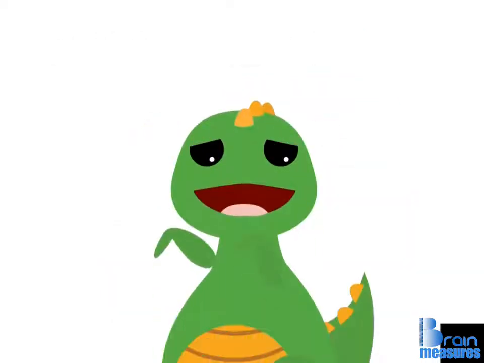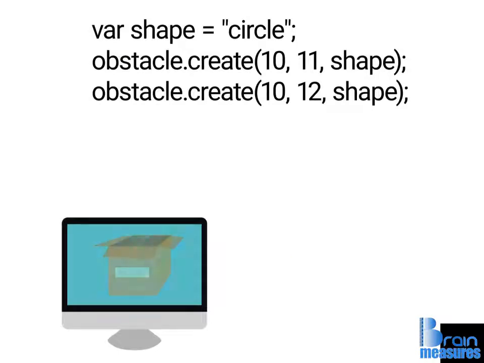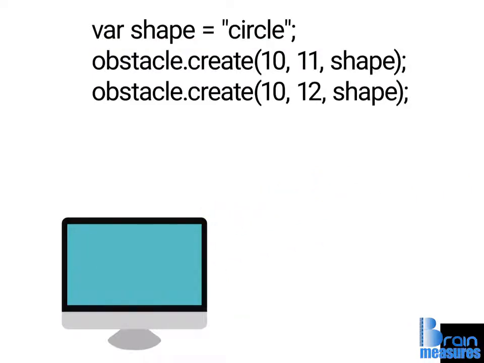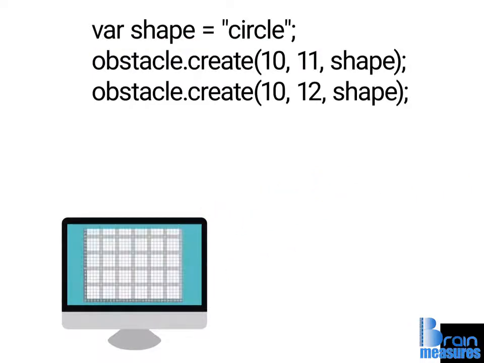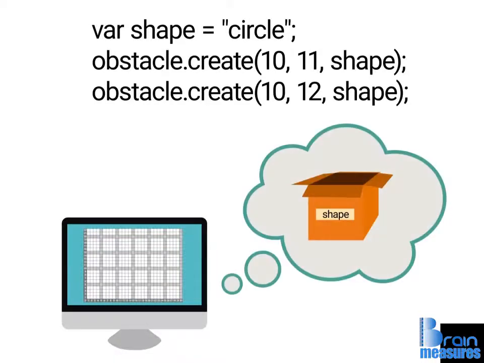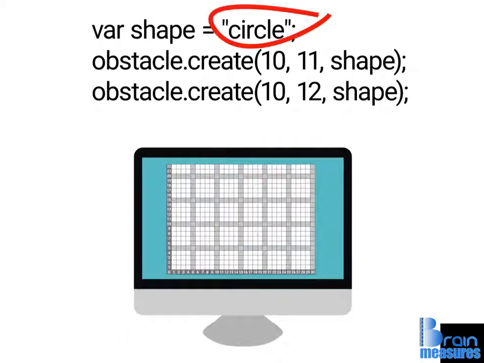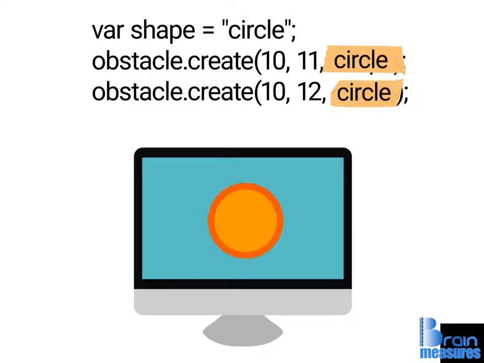So how does this work? Well, the computer starts by creating a variable with the value circle. Like any other variable, it stores this in its memory. When the computer tries to create an obstacle at the position 1011, it'll realize that it needs to check its memory for the shape of the obstacle. The computer will take the value in the variable shape and replace the variable's name with its value. Now the computer knows it needs to create a circular obstacle. This process is repeated for the next obstacle.create instruction.